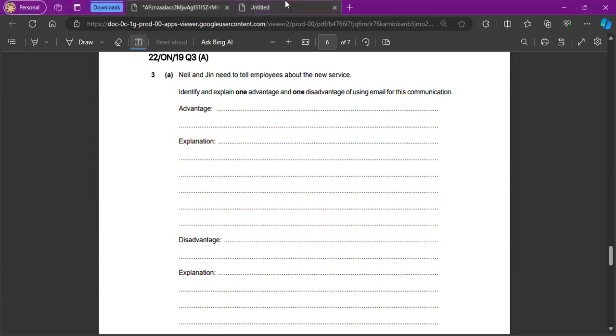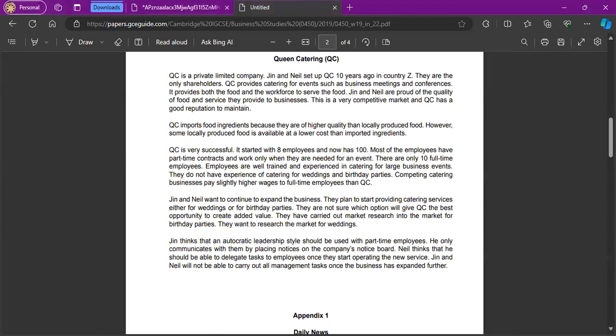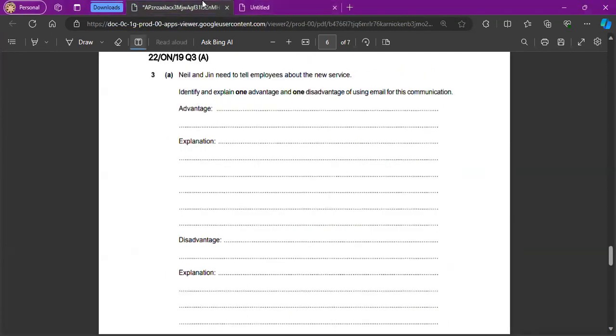And for application, since this is about a catering service, you can say that emails are cheap to send and can be easily sent to all employees, and they can be told about the new catering service. And emails can include all the details, all detailed descriptions about offering catering for weddings or birthday parties.